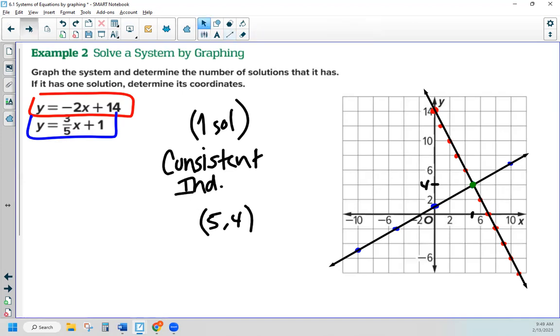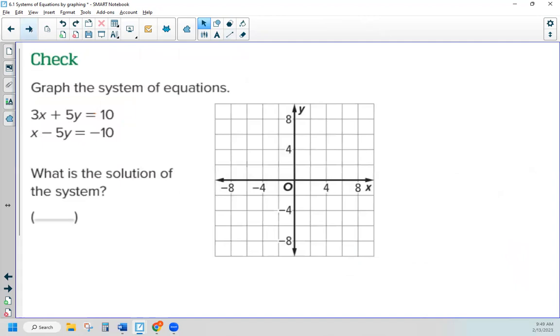Easy peasy lemon squeezy. All right, here you guys have your check problem. Try it out. Pause the video. Do not cheat yourself. All right, so let's go ahead and check our answer here. As always, I'm going to do this as the red one. Now, what do you think has to happen here?